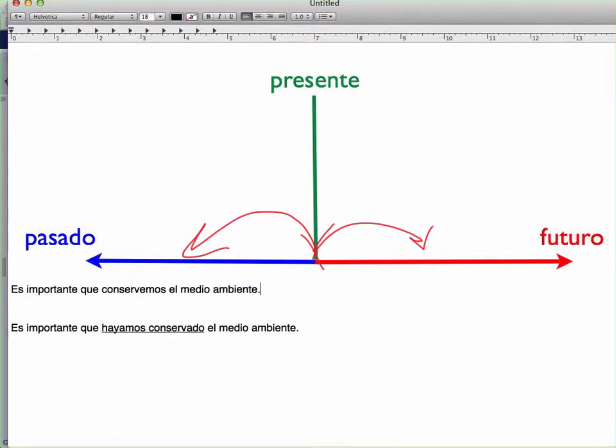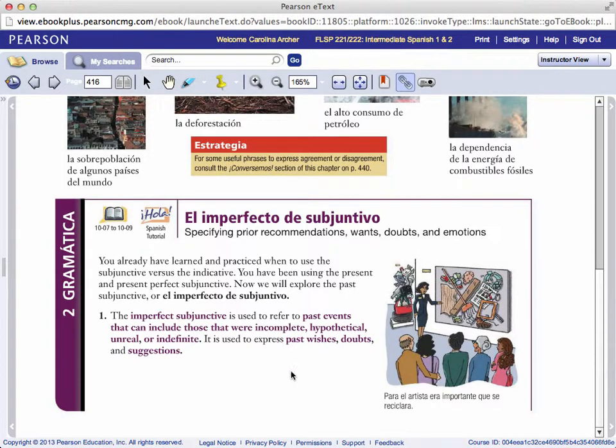Now, el imperfecto del subjuntivo. How does that work? It's used to refer to past events that can include events that were incomplete or hypothetical, unreal or indefinite, to express past wishes and doubts and suggestions. So it was important that we took care of our medio ambiente. Para el artista, we have the example here. Para el artista era importante que se reciclara.